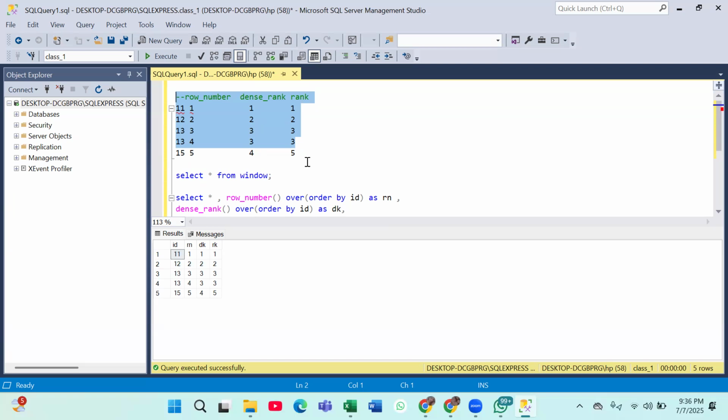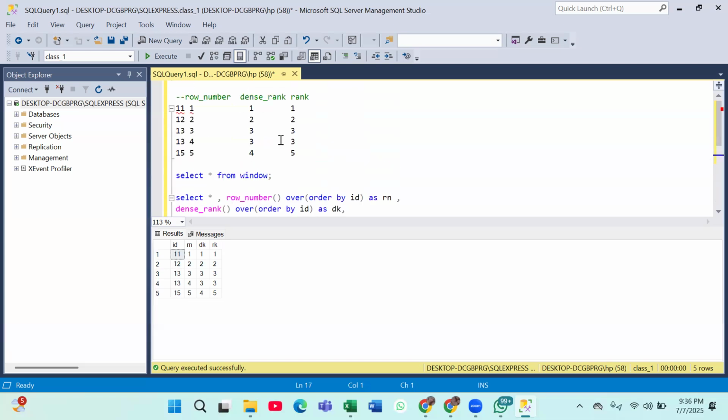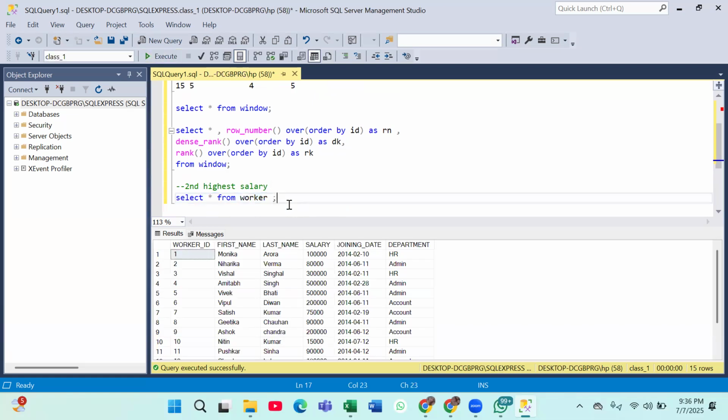Now, my first question that we did in our last class also, to find out the second highest salary. Remember everyone? To find the second highest salary from my worker table, what will be my syntax? First, I'll rank my salaries in descending order. So what will I use for rank? Will I use rank, dense rank, or row number? Yes, dense rank.